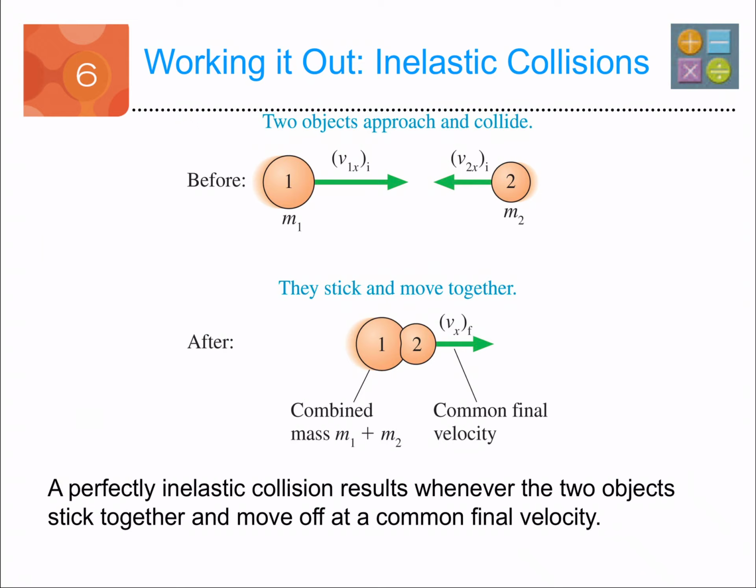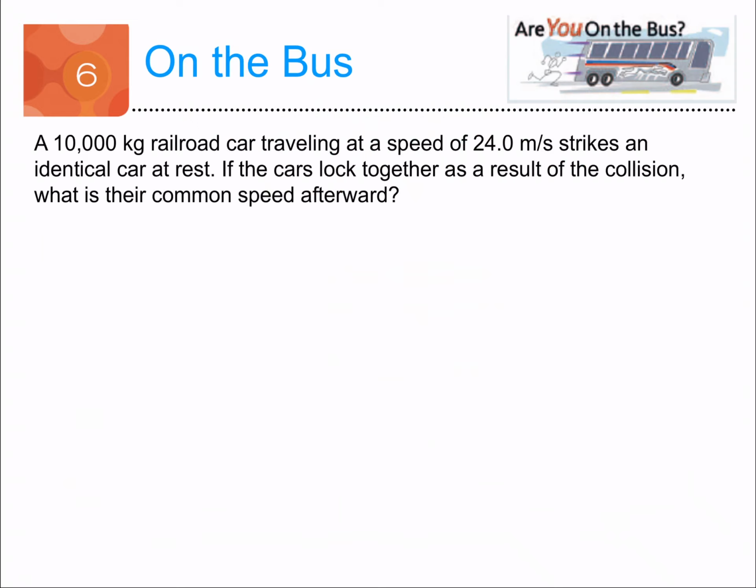Okay, we're going to finish up Chapter 6, Part 5, and we're going to start with inelastic collisions. At the end of Part 4, we talked about elastic collisions. Well, in an inelastic collision, your two objects are going to approach one another, collide, stick together, and move off together with a common speed. So let's do a problem.